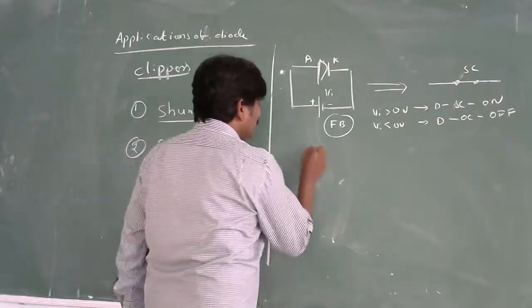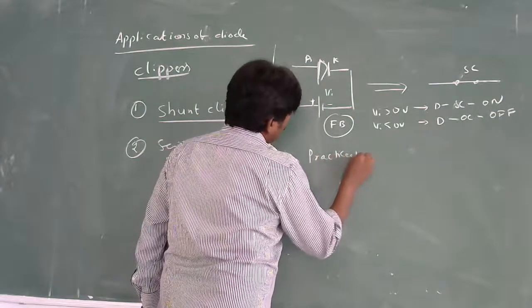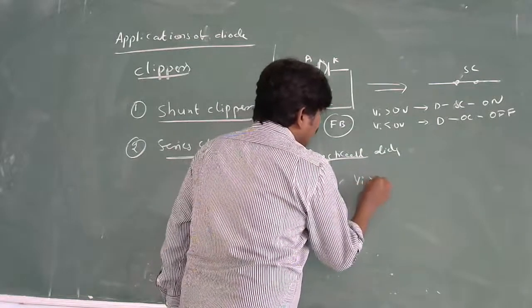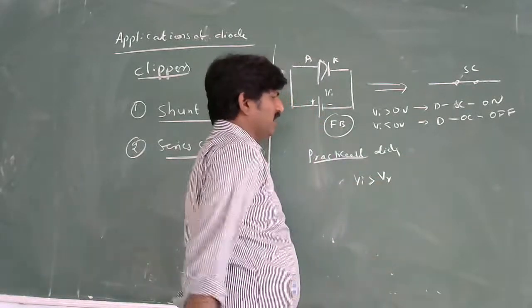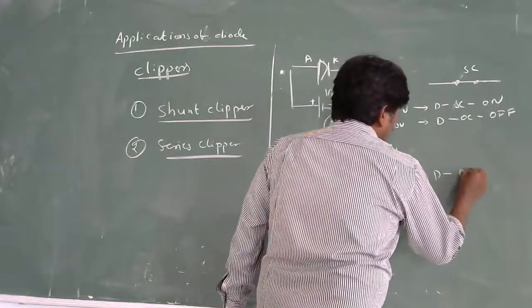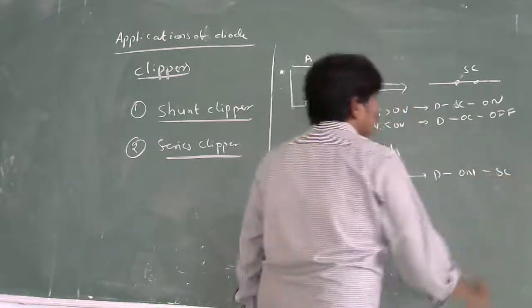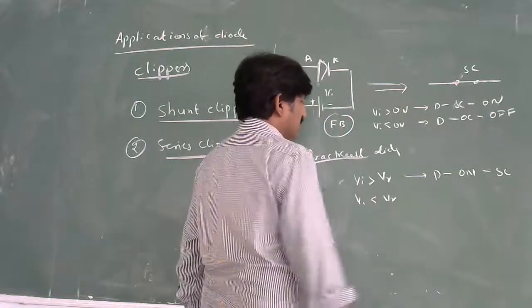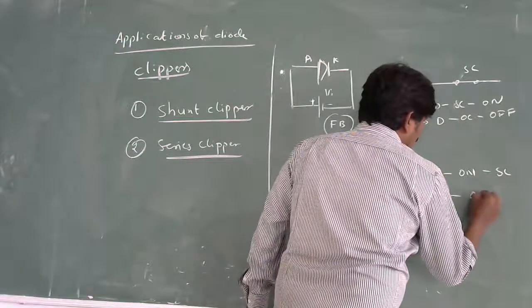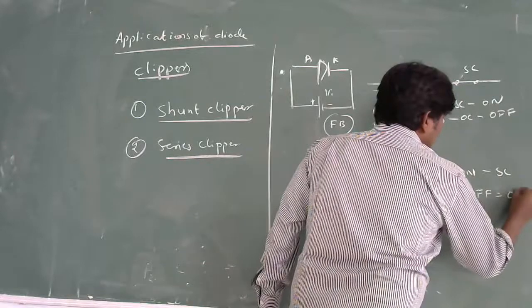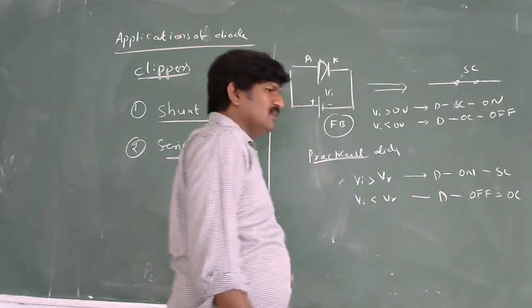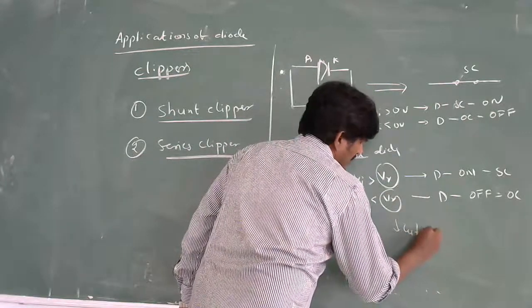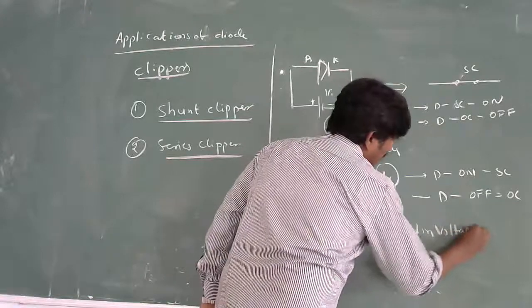Then practically, how can you draw this? The practical diode is this one. If VI is greater than the cut-in voltage, then the diode will become on, or you can say it is short circuited. If VI is lesser than the cut-in voltage, then the diode will become off. Then you can say it is an open circuit. What is this V gamma? It is nothing but the cut-in voltage.